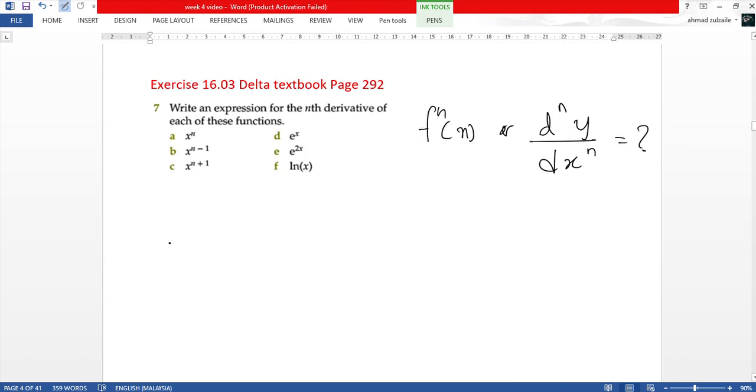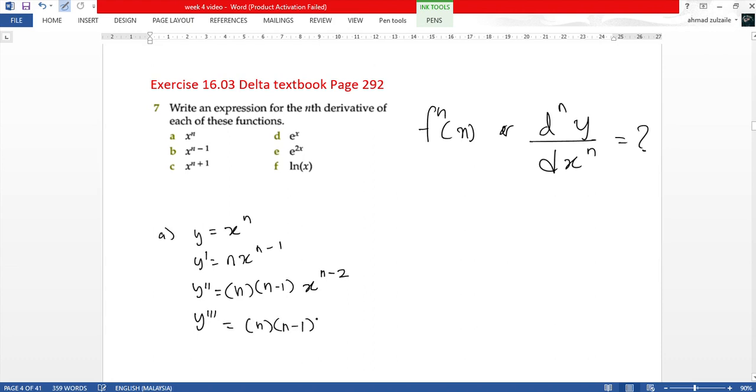Okay, we start from the basic one. Question A. The first derivative, y equal to x to the power of n. The first derivative, bring down the power, power minus 1. Second derivative, bring down the power, so multiply with n minus 1, and the power is n minus 1 minus 1, n minus 2. Triple prime, again n, n minus 1, n minus 2, x to the power n minus 3.